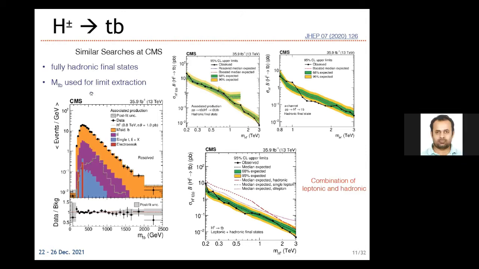So here, this is the combination of both analyses, the fully hadronic one and the semi-leptonic one. This one is from the fully hadronic state, and this one, sorry, this is for the associated production of tbH, and this one for the s-channel production of the charged Higgs. And then in the combination of them, the leptonic as well as hadronic one, you can see that it improves the exclusion limits.